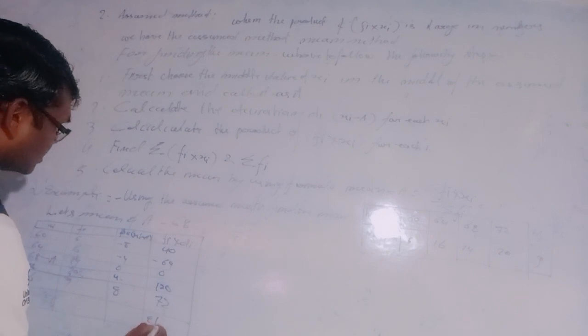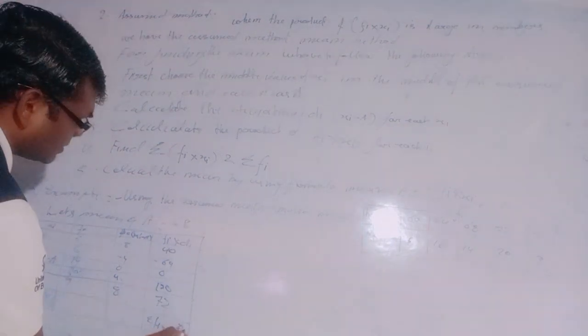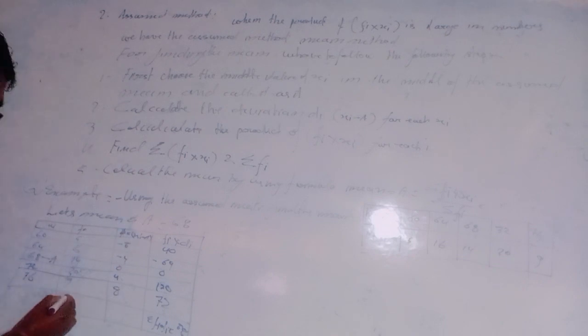Now we will find the summation fi di, which is 88, and the summation fi is equal to 100. We have written summation fi is equal to 100.